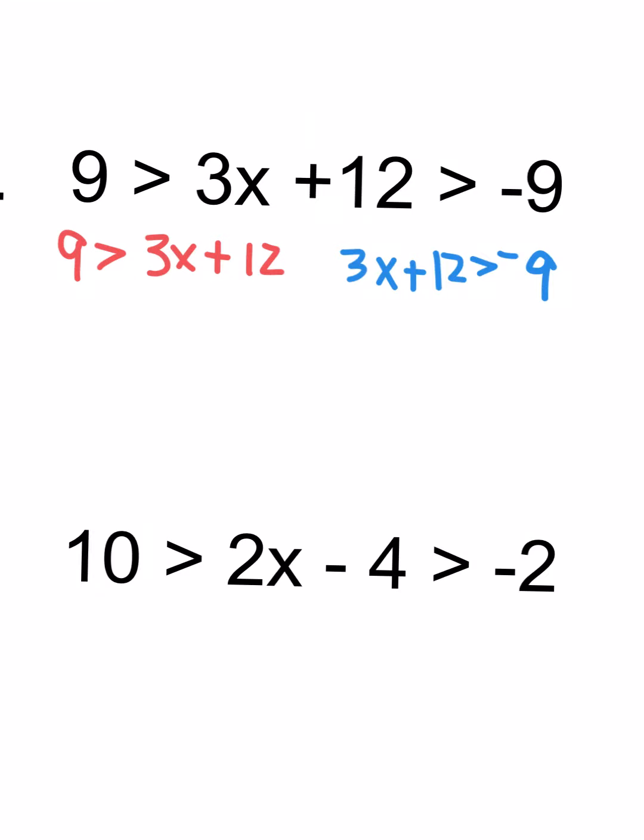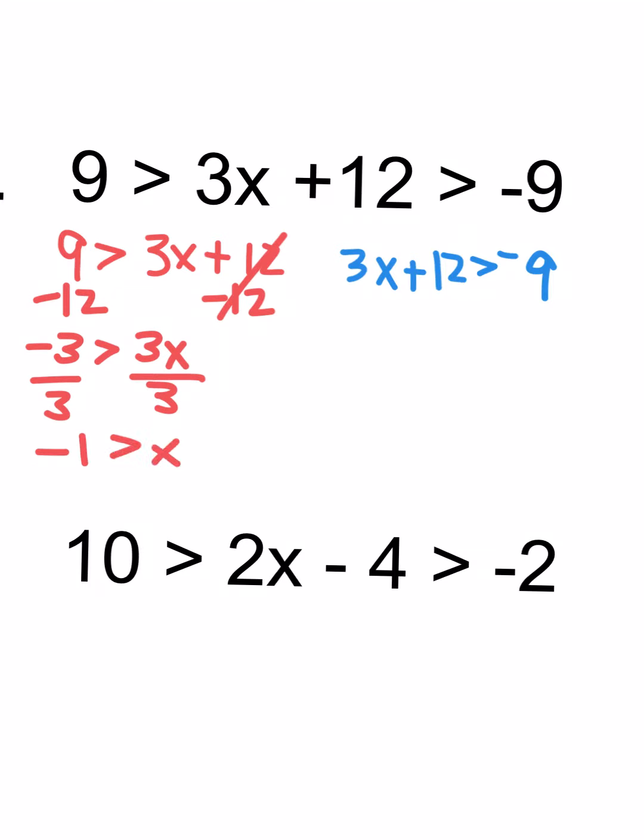And then the first step will be to subtract 12 from both sides. These 12s will cancel. And so you get negative 3 is greater than 3x. We'll divide both sides by 3. And so you get negative 1 is greater than x.